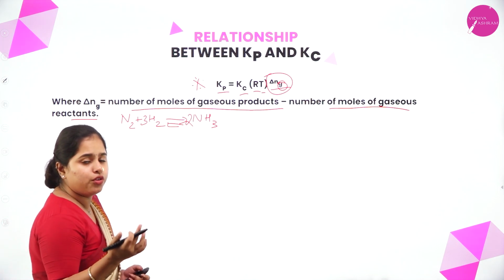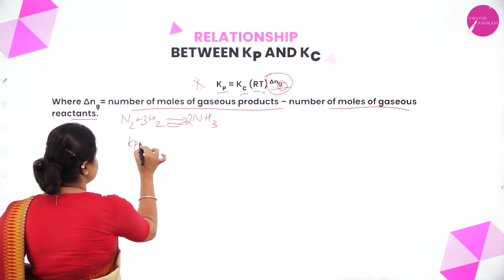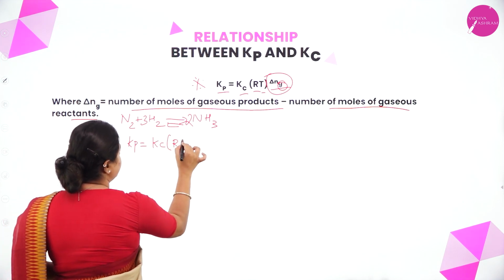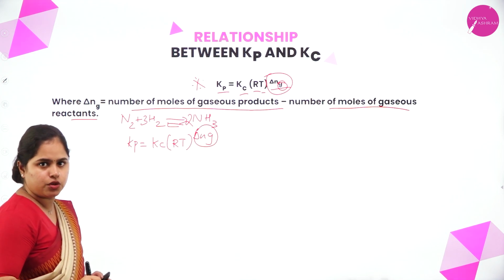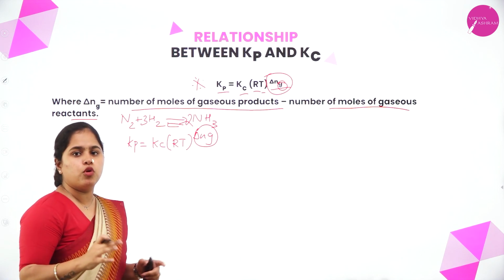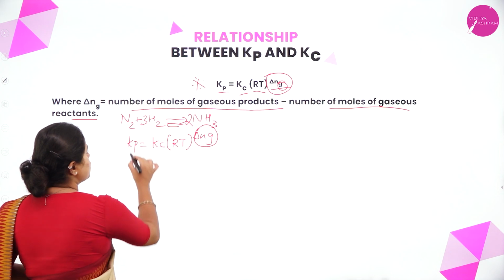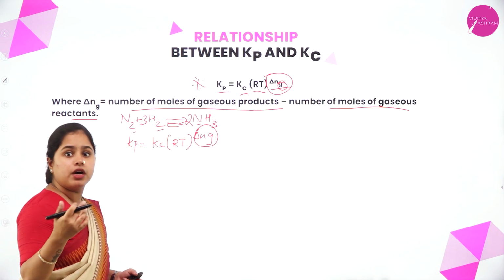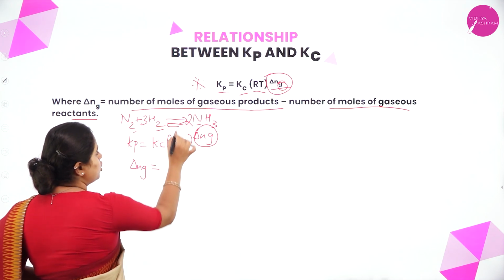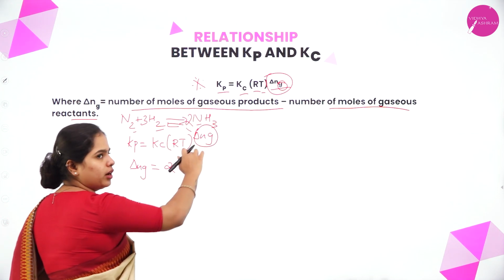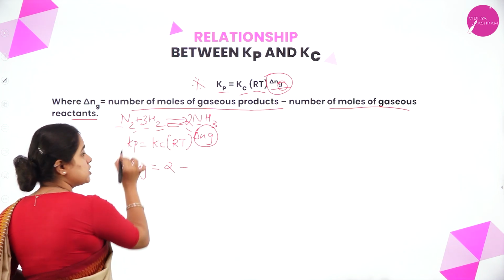Right. So now how do we calculate delta Ng in this case? We have to substitute in this equation Kp is equal to Kc into RT raised to delta Ng. So how do we calculate this delta Ng is the question. It is the number of moles of products in gaseous phase minus number of moles of reactants in gaseous phase. So nitrogen, hydrogen and ammonia, all of them are in gaseous phase. Right. So delta Ng, how do you calculate? It will be equal to 2. Number of moles of products is 2, right? Minus number of moles of reactants, it is 3 plus 1, right?